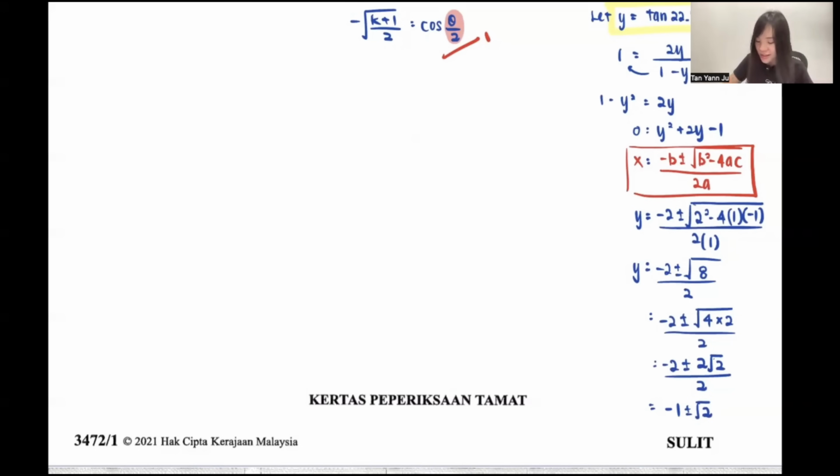Don't stop there, my dear. That is just y, and what I need is tangent 22.5. So tangent 22.5 should be -1 plus surd 2 or -1 minus surd 2, correct? I write some decimal for you. -1 minus surd 2 is -2.41. -1 plus surd 2 is 0.41. Okay, these are the two answers.